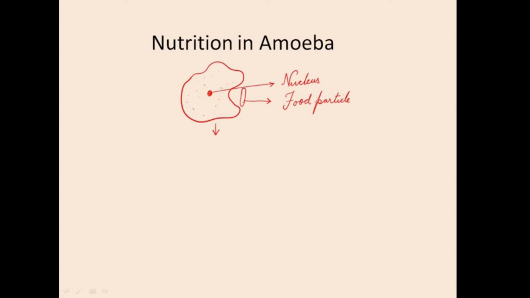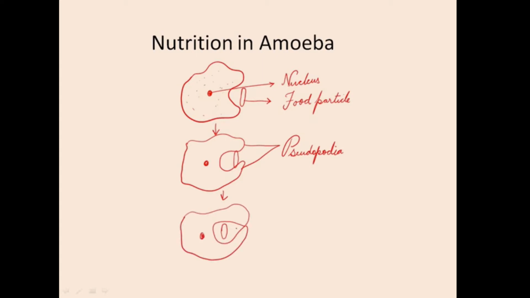Amoeba catches its prey with the help of a finger-like projection called pseudopodia. If it finds a food particle, the pseudopodia moves towards the food particle, which is called prey. So this structure is called pseudopodia. Later, it forms a food vacuole. So this is the food vacuole.